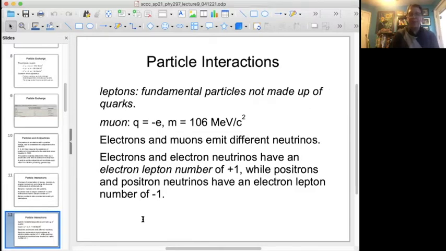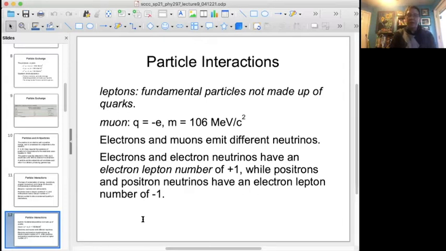So leptons are any fundamental particles not made up of quarks. So basically, in particle physics, we talk about two types of fundamental particles, quarks and leptons. And so an electron is an example of a lepton. A muon is another example. A muon also has a charge of -e. Again, e is 1.602 times 10 to the -19 coulombs. The rest energy is 106 mega electron volts. Compare that to the electron, which has a rest energy of about half a mega electron volt. So it's quite a bit more massive.